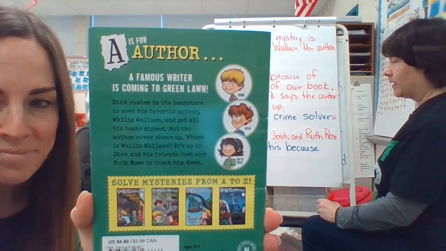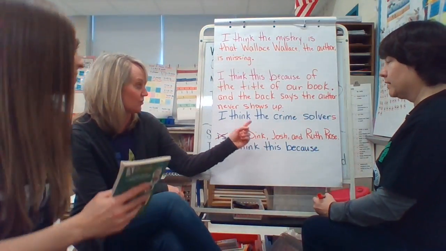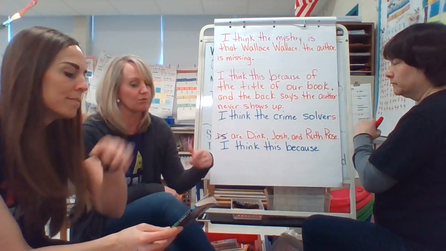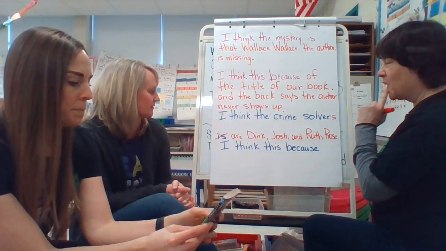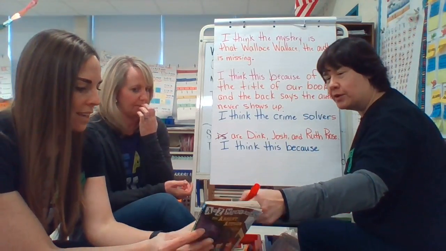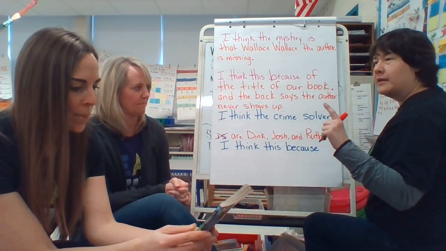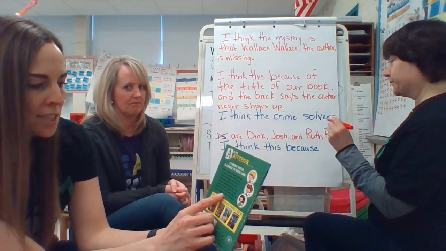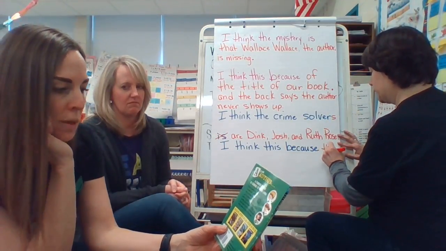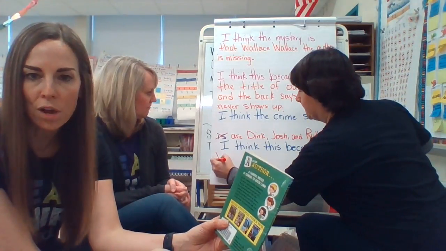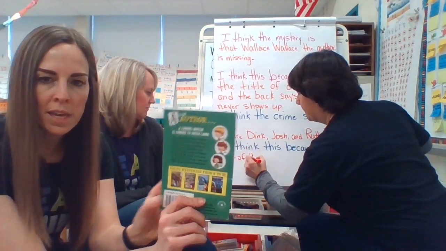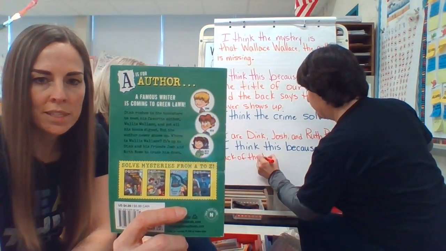You know, sometimes people that are trying to solve mysteries need help from their friends, just like you helped me when I couldn't find the book. So I bet you Dink is working to solve the mystery with Josh and Ruth Rose helping him as his sidekicks. And I think this also because of the back of the book. It had their pictures. Plus, didn't it say it's up to Dink and his friends, Josh and Ruth Rose, but it also says Dink rushes to the bookstore to meet his favorite author. So it's Dink's favorite author, and he's got his BFFs, I'm guessing, coming to help him out.